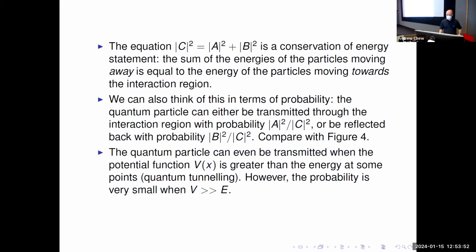It's actually interesting that in quantum mechanics, as opposed to classical mechanics, the quantum particle can be transmitted even when the potential function is greater than the energy at some points. So there could be a potential barrier such that the marble would not be able to pass through, but the quantum particle can. That probability will be very small when the potential barrier, the maximum V, is much bigger than the energy.